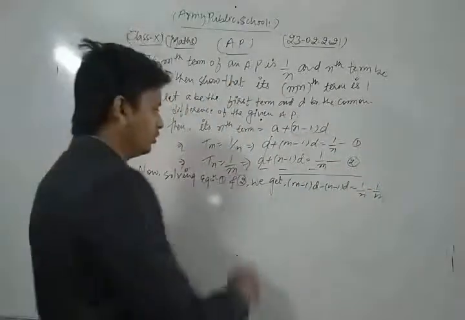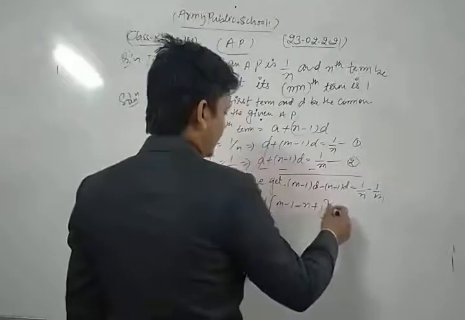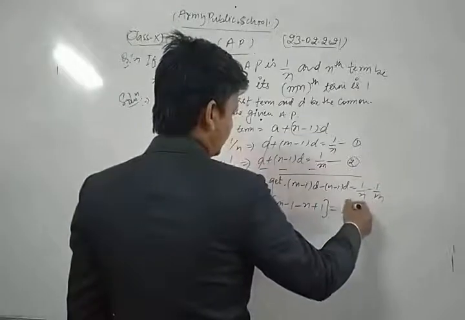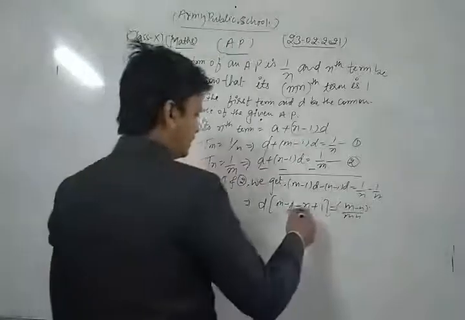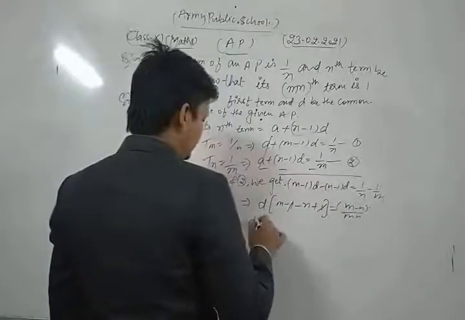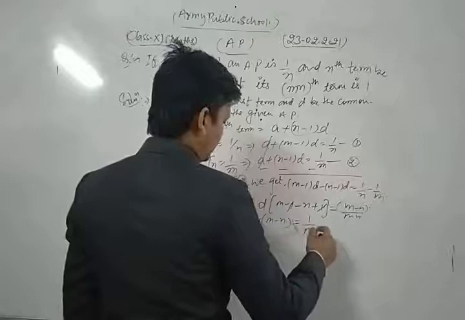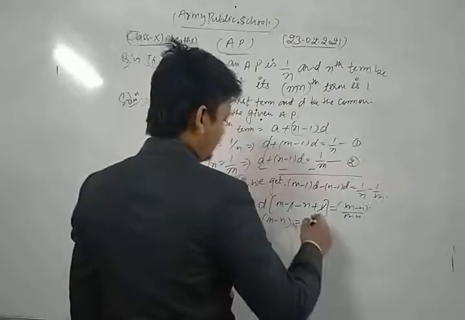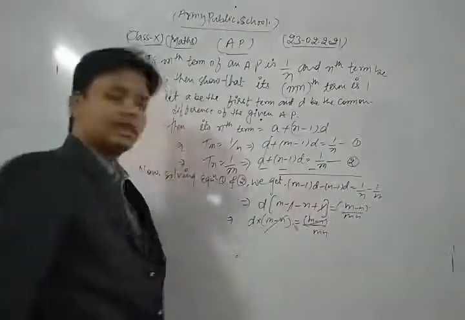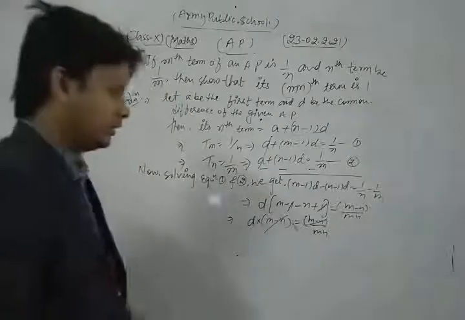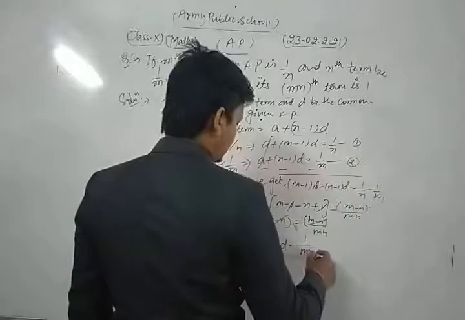This is the given value. Now on this side we take d as common, so we get m minus 1 minus n plus 1. On the other side we take mn as LCM, so we get m minus n. Okay, dear students, now here minus 1 plus 1 cancel each other, so we get d into m minus n is equal to m minus n upon m into n. Now m minus n also cancels from the numerator. Thus, the value of the common difference is 1 upon mn.